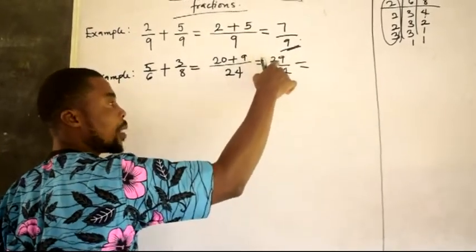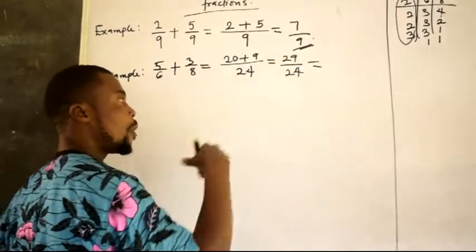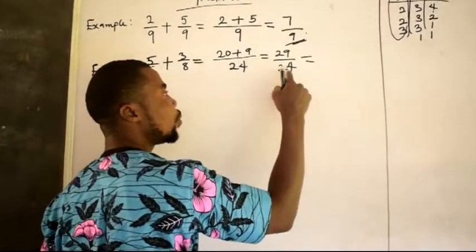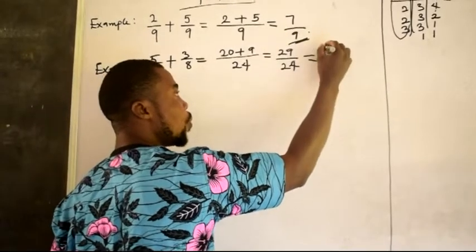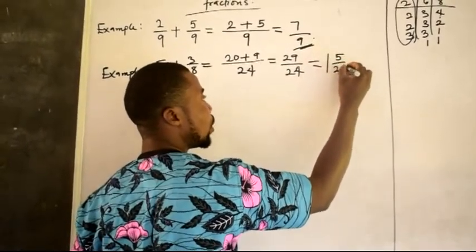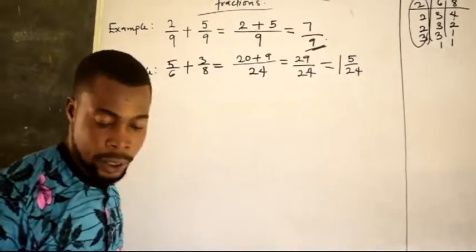Because this up number is bigger than the down number, you convert it to a mixed fraction, which is how many times will 24 go in 29? It will go 1 time, remainder 5, all over 24. Let's take a look at another example.